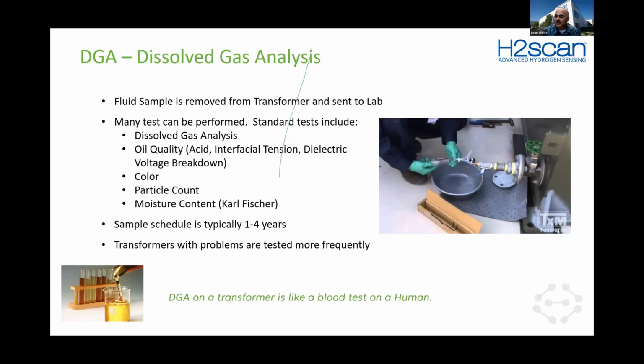Most people take oil samples once a year, but depending on the practice and the ability to access the transformers, sometimes they may wait for a 3 to 4 year period. Of course, transformers with problems are tested more frequently. The DGA, the dissolved gas analysis, on a transformer is often compared to taking a blood test on a human. It really gives you the best idea of the health of the transformer.